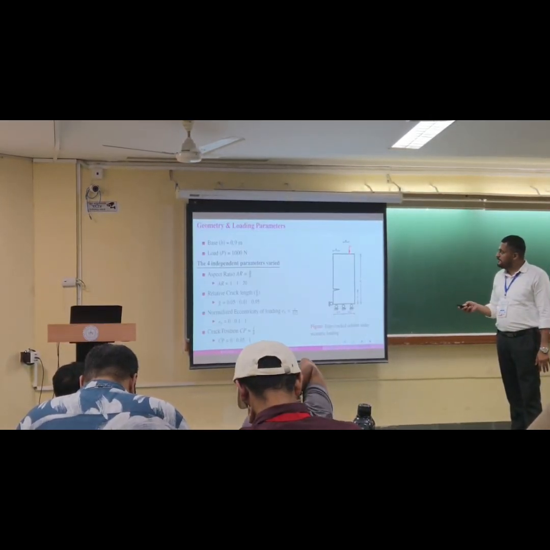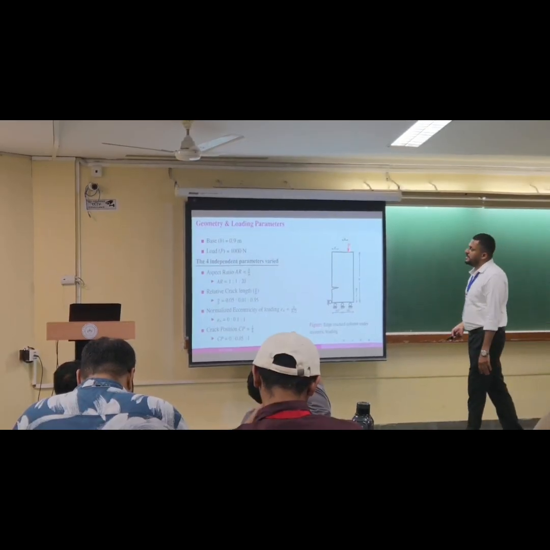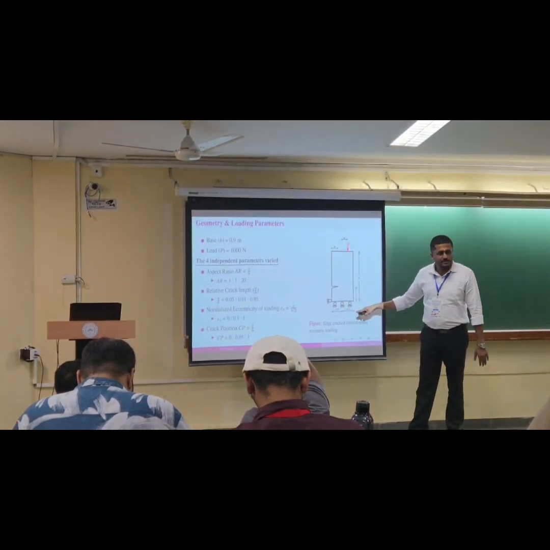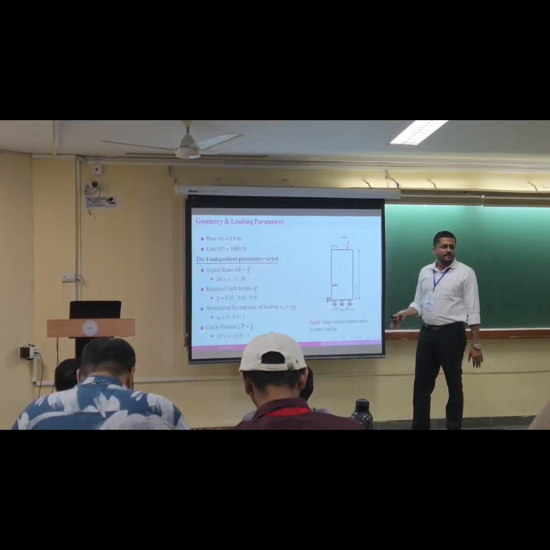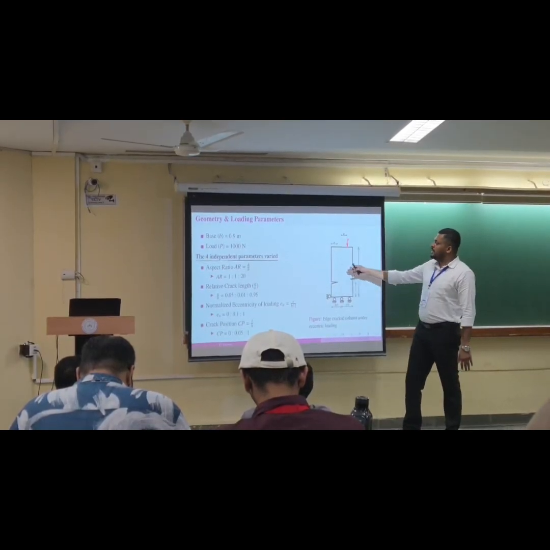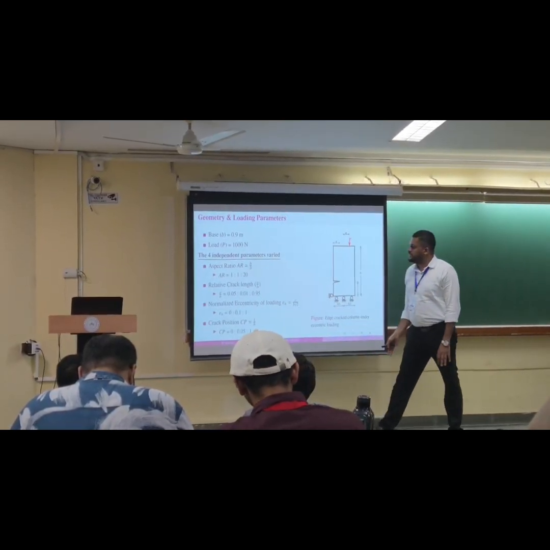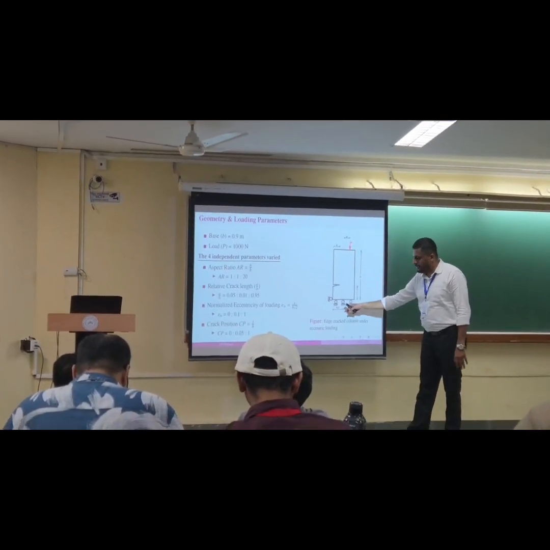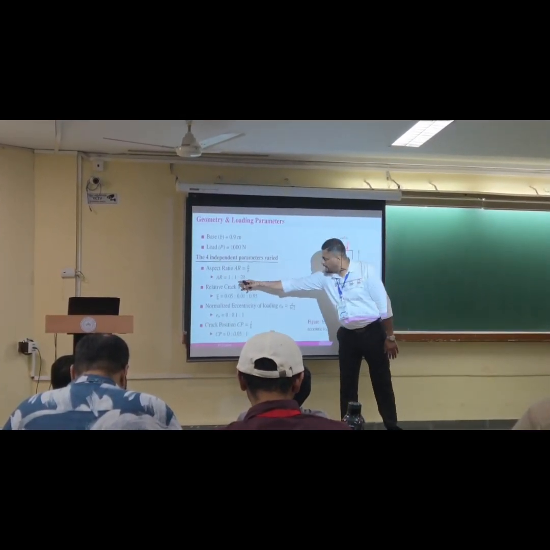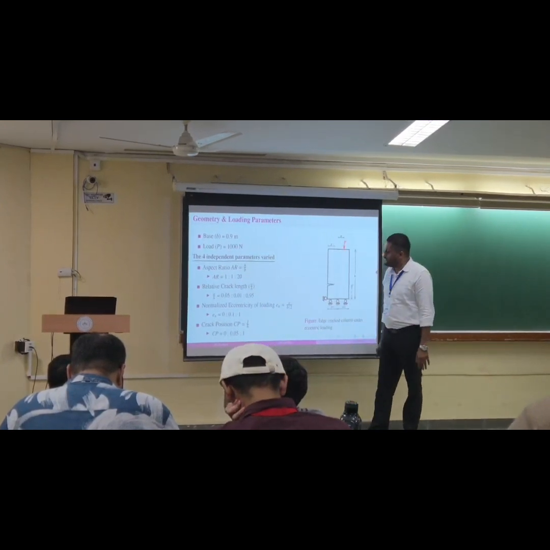Now the methodology. We define the geometry. We have the fixed base, fixed at 0.9 meter. Load is also fixed, 1 kilonewton. All others are independent parameters. We change the aspect ratio, which is defined as height by base. We changed it from 1 to 20 with an increment of 1.